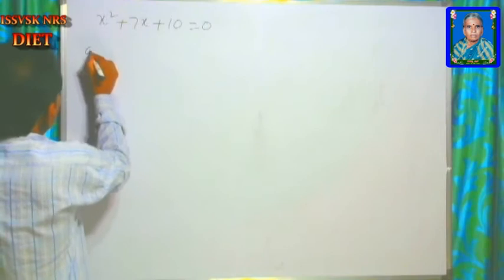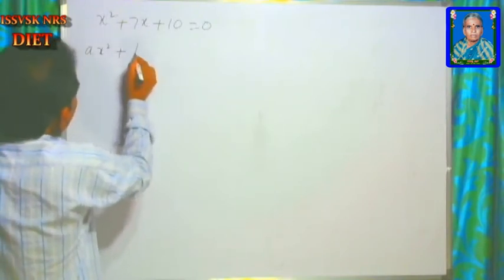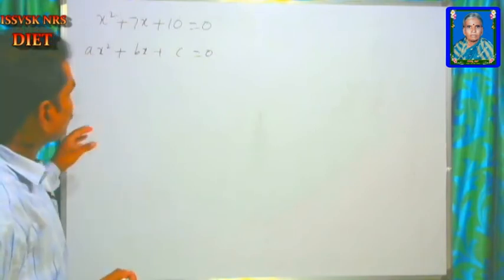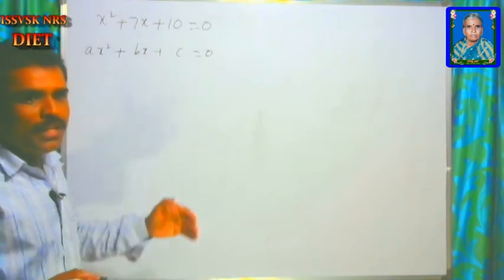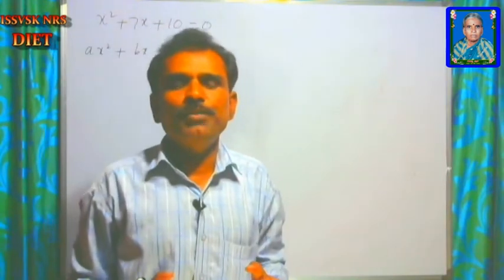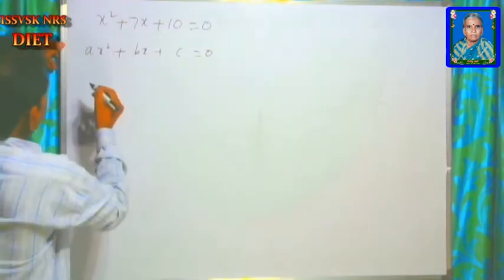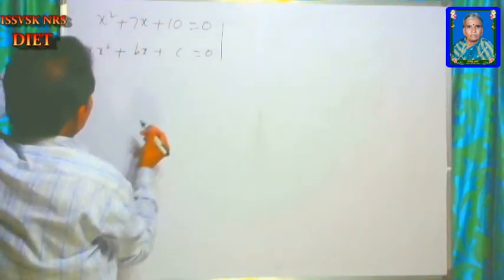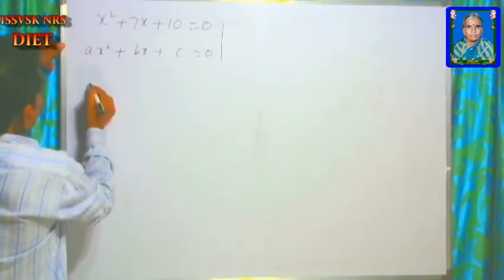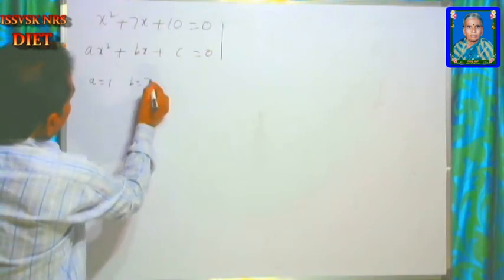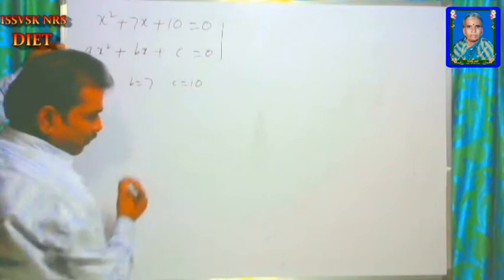This is of the form ax square plus bx plus c is equal to 0, which is the standard form, in other words the general form, of the quadratic equation. So you just compare these two equations. We have a is equal to 1, b is equal to 7, c is equal to 10.